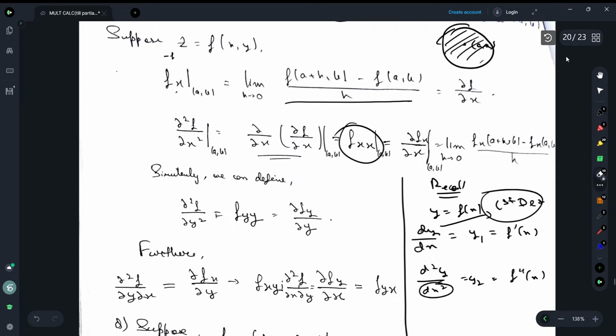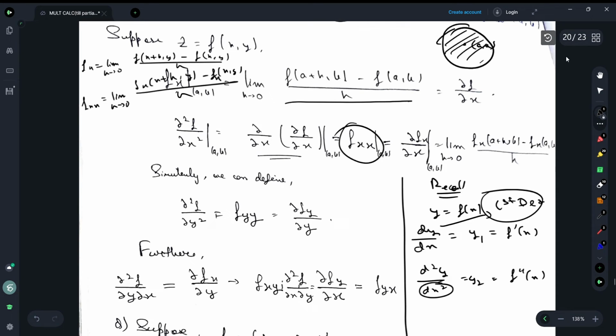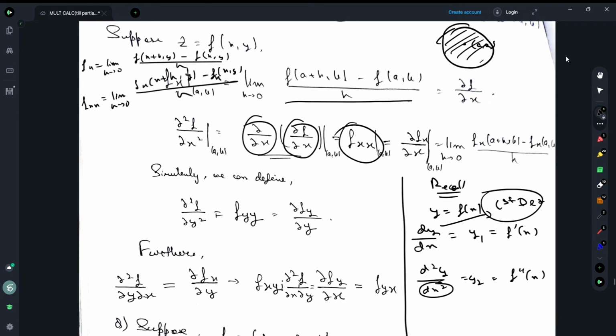So your fx is given as limit h tends to 0 of f of x plus h comma y minus f of x y, divided by h. So your f of xx is differentiating fx with respect to x: fx of x plus h comma y minus fx of x y, by h. Clear? Differentiating the first partial derivative with respect to x itself will give you the second partial derivative.